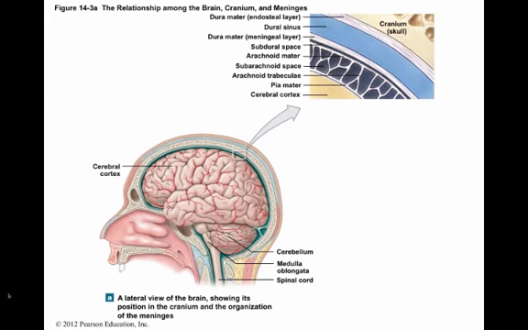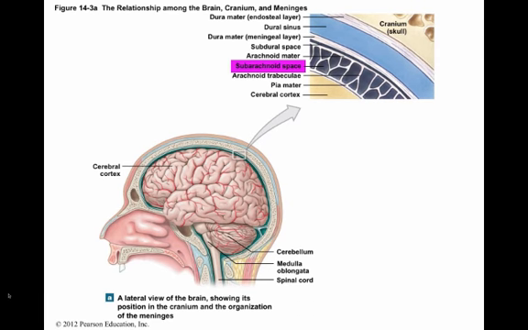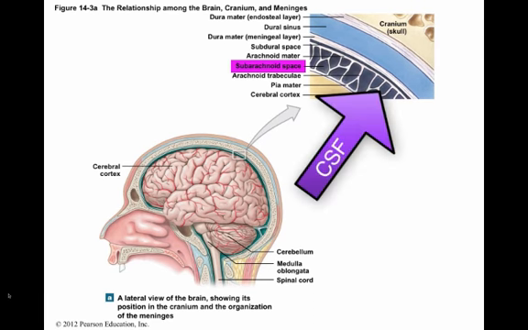Deep to the dura mater is the arachnoid mater, named after the web-like connection this membrane has with the underlying pia mater. On the surface of the brain is the pia mater, which contains many blood vessels supplying the brain. Between the arachnoid mater and the pia mater is the subarachnoid space, where cerebrospinal fluid circulates.